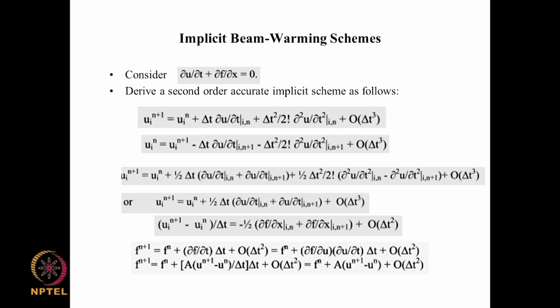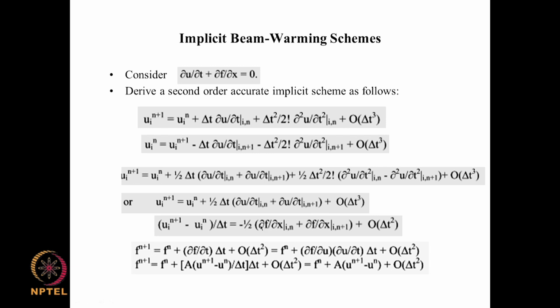Okay. So, we can write this ∂f/∂t as ∂f/∂u times ∂u/∂t, plus terms of the order of delta t square, that is coming here, and we represent this ∂f/∂u as A, and we can write this ∂u/∂t as (u^(n+1) minus u^n) divided by delta t. So, we are not doing anything here except bringing in the nomenclature of A being equal to ∂f/∂u, and this being evaluated as (u^(n+1) minus u^n) divided by delta t.